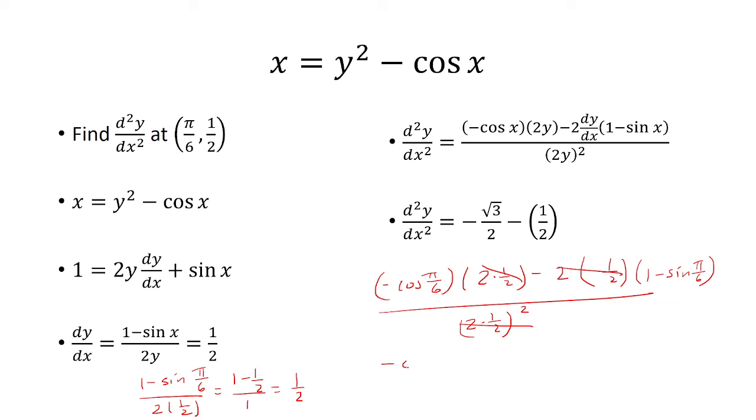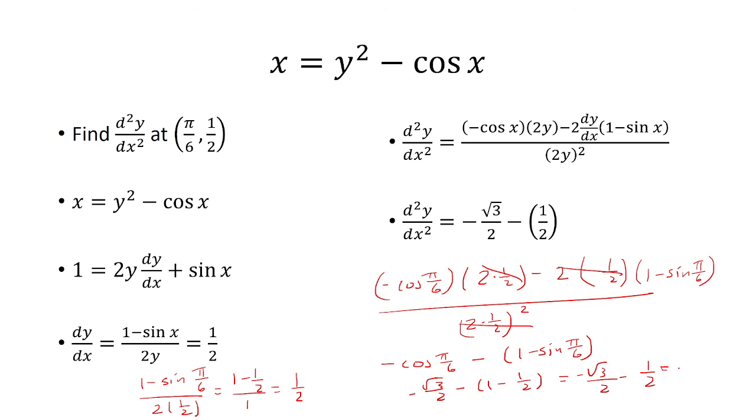Really, we're left with negative cosine of pi over 6 minus 1 minus sine pi over 6. Cosine of pi over 6 is root 3 over 2. And so there's a negative in front. Now we have sine of pi over 6 is 1/2. So this is negative root 3 over 2. 1 minus a half is a half. So you have negative root 3 over 2 minus 1/2.